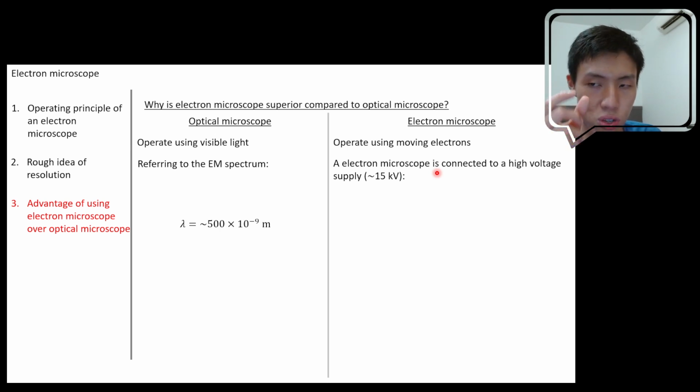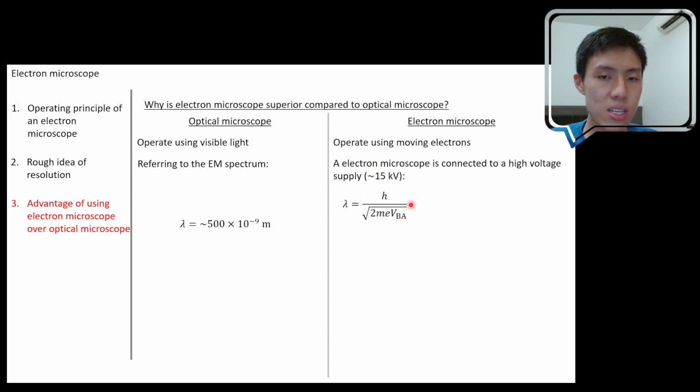You can usually apply a voltage of around 15 kilovolt, around 15,000 volt, to the accelerating anode in order to speed up the electron before it passes through the object. If you apply an accelerating voltage of about 15 kilovolt, what kind of wavelength you get can be determined using this equation over here. This equation is derived in the Davisson-Germer experiment video, in which we relate the accelerating voltage and the wavelength of the electron itself.